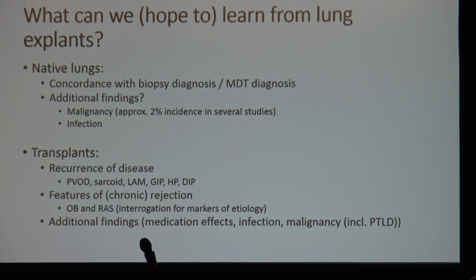Looking to the allografts, when someone has a redo transplant, is there recurrence of disease? What are the features of chronic rejection, and can we learn more about chronic rejection using these? And then what else are we seeing? Are we seeing drug toxicity? Are there infections there? And are we seeing malignancy post-transplant?